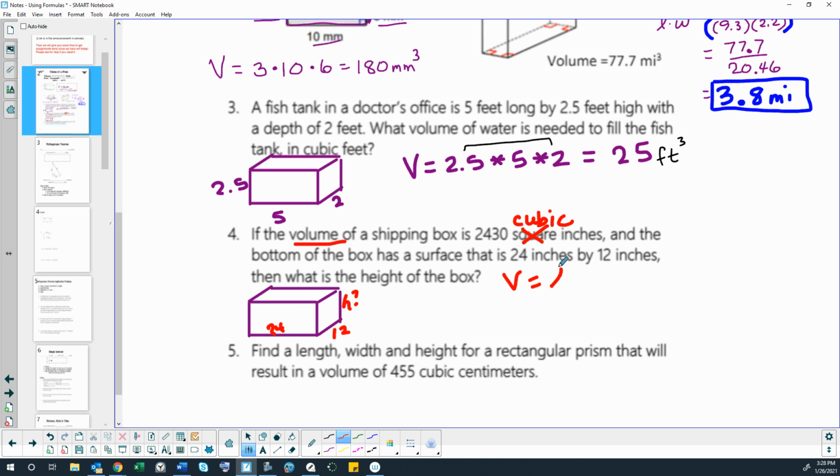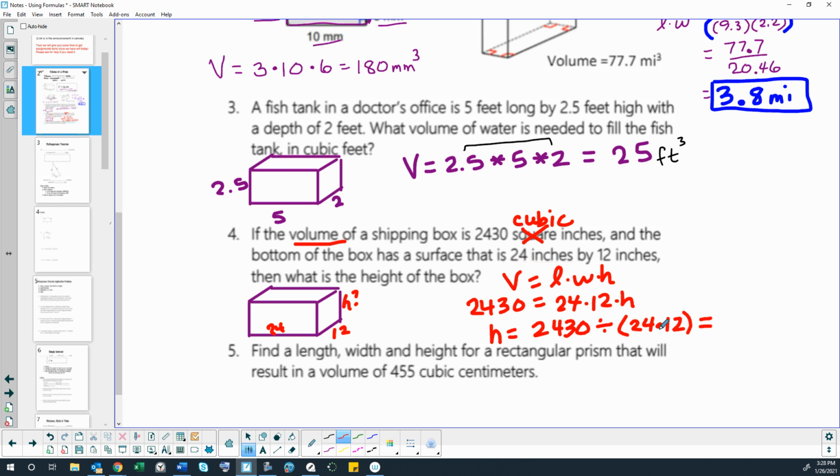Okay, so volume is length times width times height. So we know our length is 24 and our width is 12. And again, we need to find the height. So to do that, we're going to take our volume, which is 2430, I'm assuming, even though the unit was wrong, and divide by both 24 and 12 multiplied together. So we have a product, 24 times 12, and that gives us the area of the bottom of the box. But then we divide the box volume by that area to get the height.